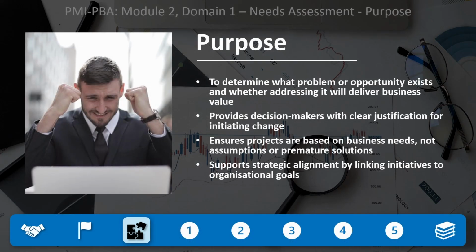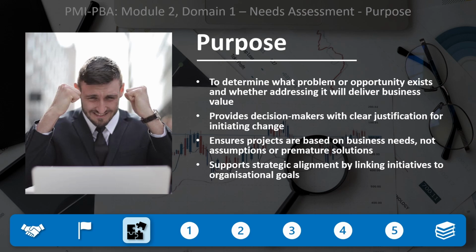The needs assessment is the foundation of effective business analysis. Its purpose is simple but critical: to determine what problem or opportunity truly exists, and whether addressing it will create meaningful business value. Without this upfront assessment, organizations often risk launching projects that are based on assumptions, premature solutions, or stakeholder preferences rather than actual business needs.